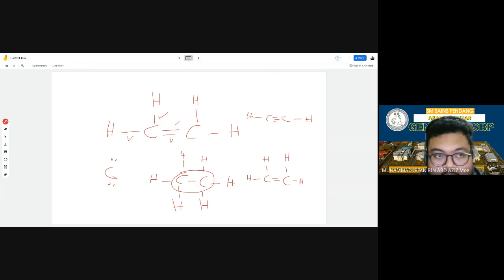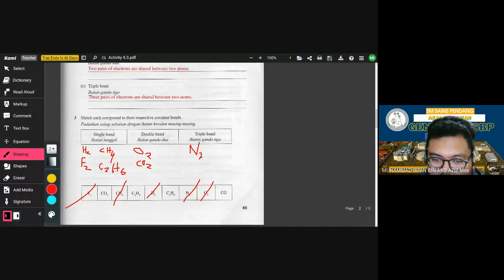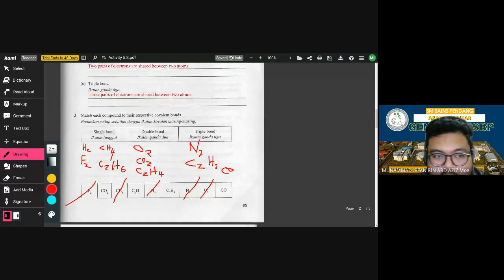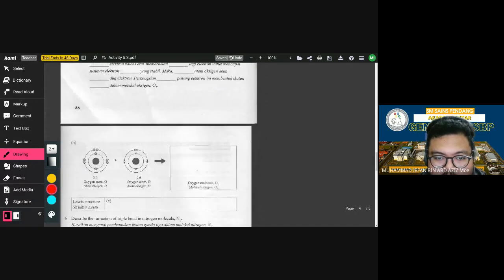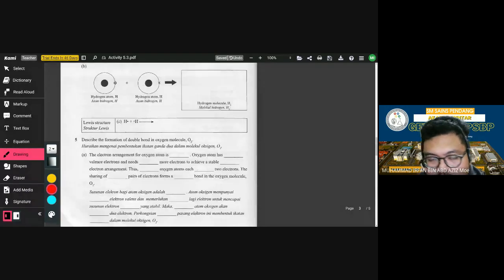Okay, the last one ni dekat sini cikgu lupa panjang sangat. Okay, C2H2 triple bond. C2H2 dengan CO satu lagi. CO. Okay, this is O2, CO2 dengan kalau ada C2H4. C2H4 betul tak? Yes, C2H4. Okay, sorry 10:45. Sempat tak pergi next question? Tak sempat lah dia. Cikgu akan sambung lah the next lesson. Okay?